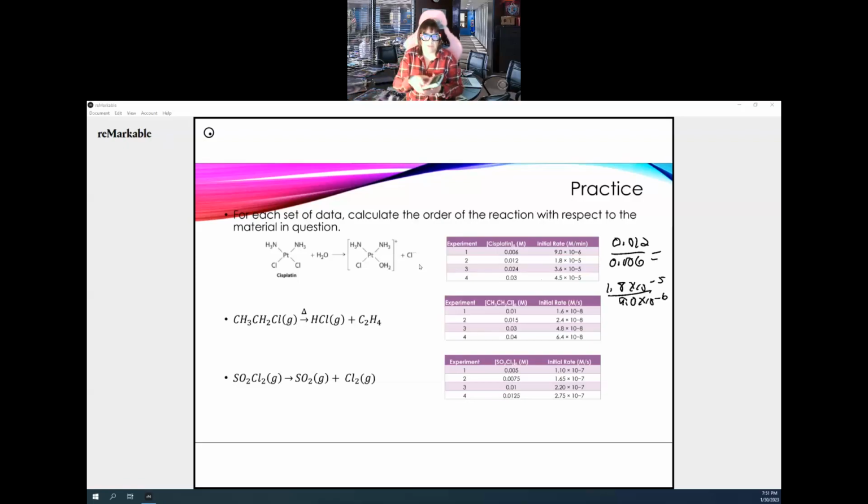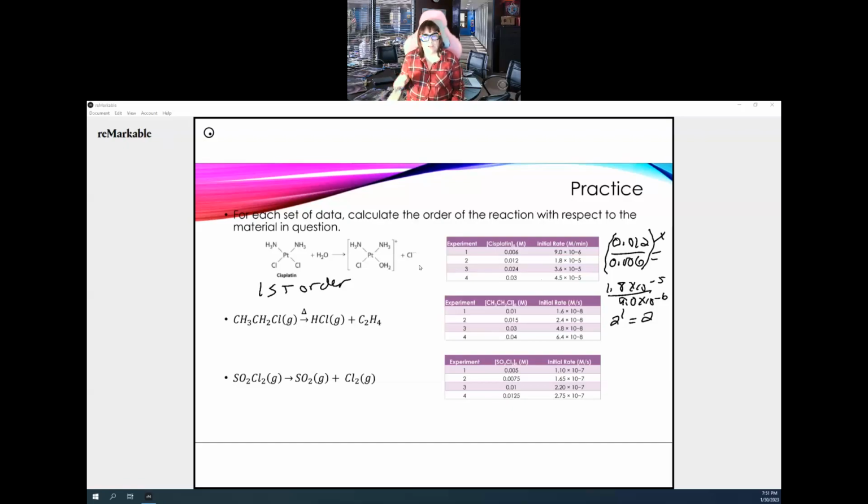Now I'm going to do my division. I have 0.012 divided by 0.006, and that gives me a factor of 2. On the other side, 1.8 times 10 to the minus 5th divided by 9.0 times 10 to the minus 6th also gives me 2. So the exponent we're looking for has to be 1. That means that this is first order.